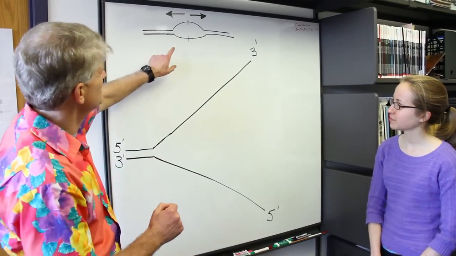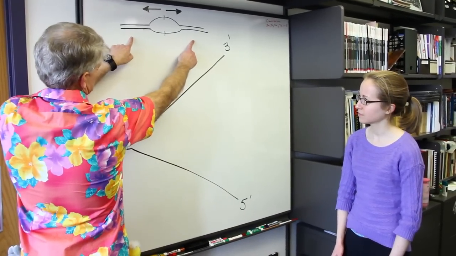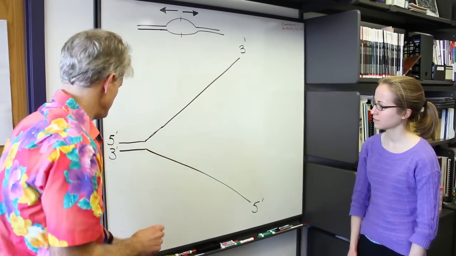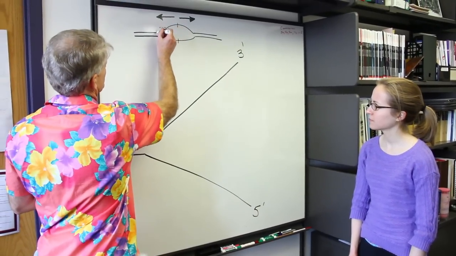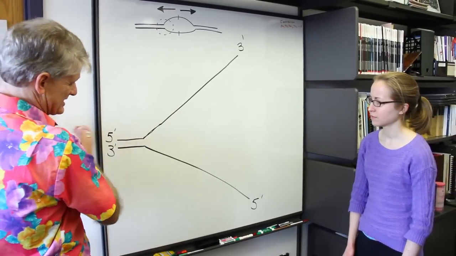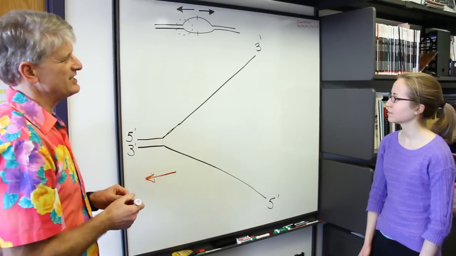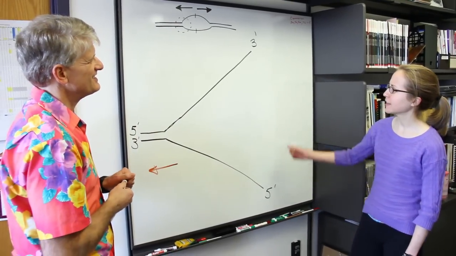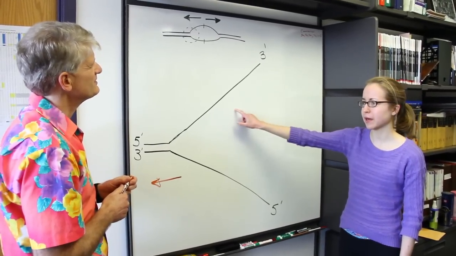Now keep in mind we're dealing with a bidirectional replication. Forks are going in both directions. But I've drawn up here just the leftward fork. So we're moving from right to left. This is our direction of synthesis. Which of the two is being replicated continuously? I think it would be the top one, because the new strand will be 5' to 3'.